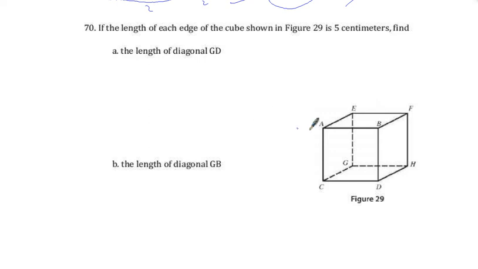Next question, we're looking at this cube, and they say that the dimension for all sides of the cube is 5 centimeters. And they want the length of GD. So along the bottom here, I'm going to look at this triangle, and better would be to use the highlight tool.